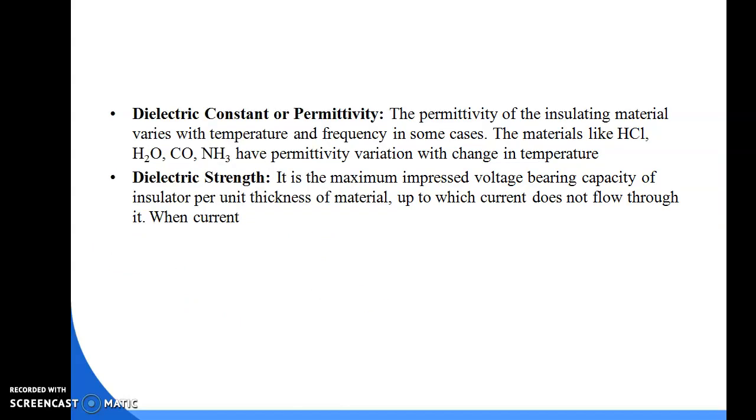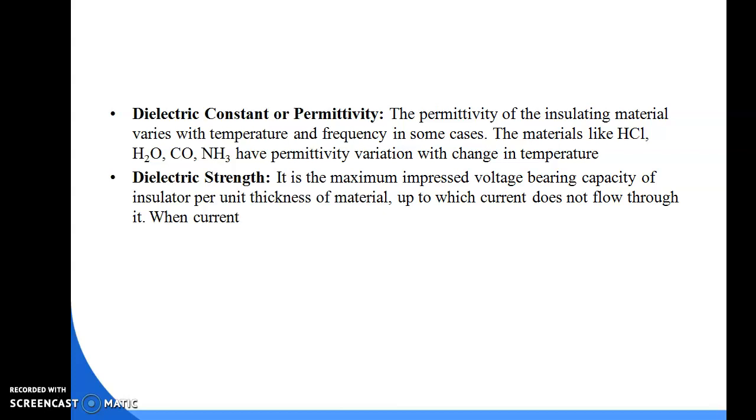Dielectric constant or permittivity. What is the permittivity? Permittivity in insulating material varies with the temperature and frequency. In some cases, materials like HCl, H2O, CO, NH3 have permittivity variation with a change in temperature. This is the dielectric constant, or we can say the permittivity. So we know that there are different types of permittivity, such as permittivity of free space and permittivity of air.